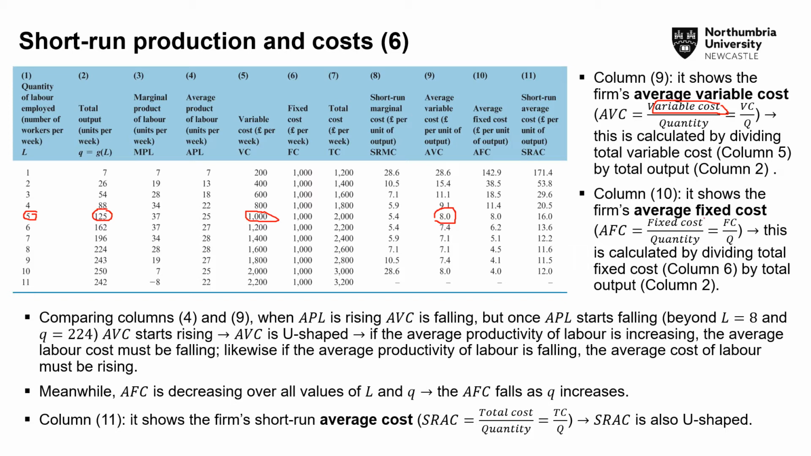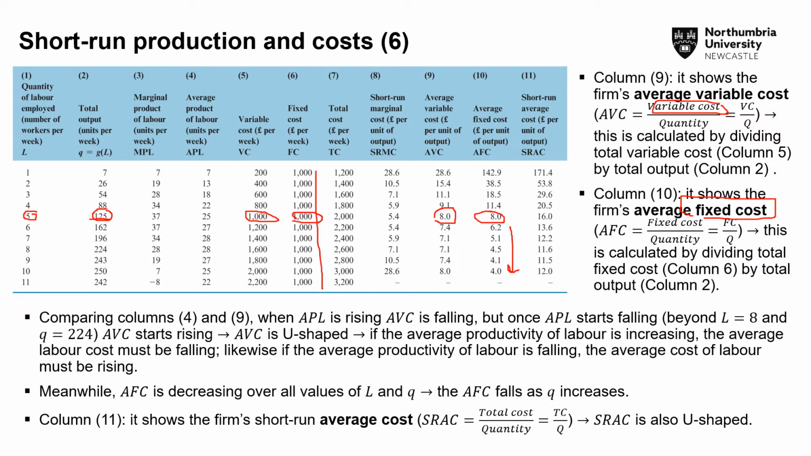What we also have is the average fixed cost, and the average fixed cost is simply the fixed cost, which is 1,000 throughout. Remember, the fixed cost doesn't change regardless of how much we produce, divided by the level of output. So again, we would divide the 1,000 here by 125, and we would have a figure of 8. So that is the average fixed cost. But note, the average fixed cost keeps on declining as we produce more output. Why is that? Because it is fixed. It stays the same regardless of how much we produce.